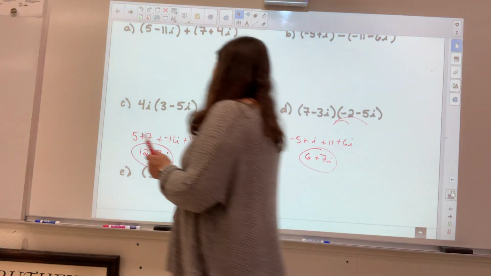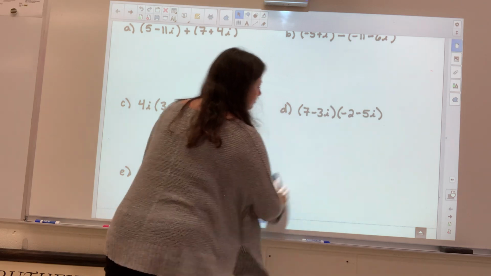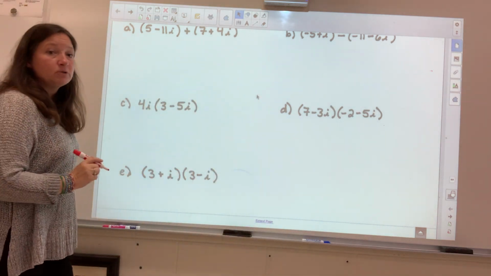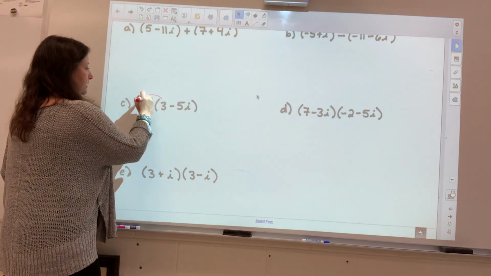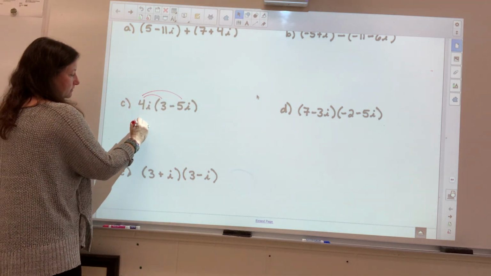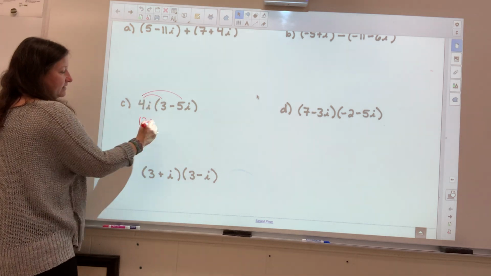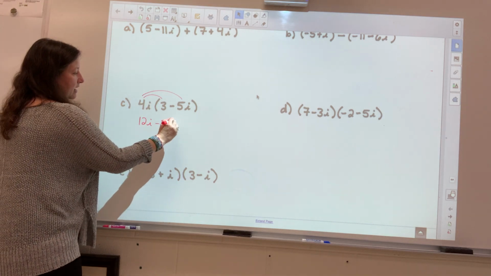So for letter C, we have 4i times 3 minus 5i. What am I supposed to do with the 4i? I'm supposed to distribute. Good. Distribute. So what's 4i times 3? 12i. What's 4i times negative 5i? That makes negative 20i squared.